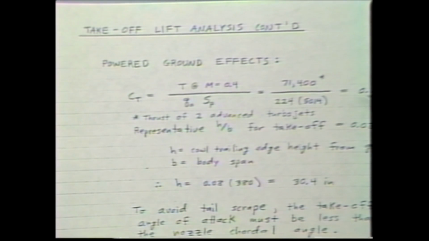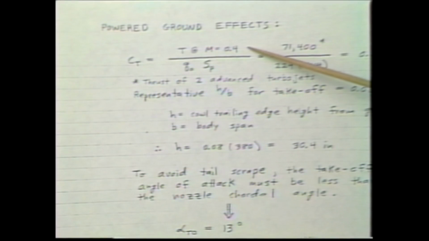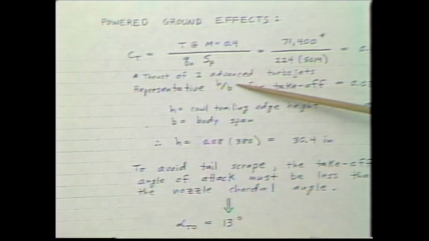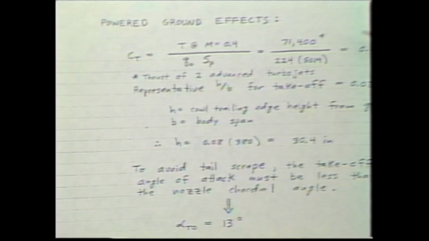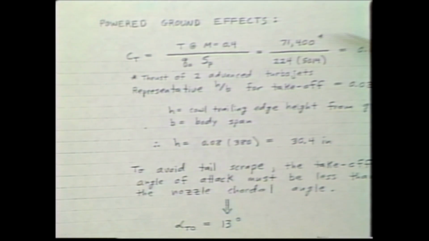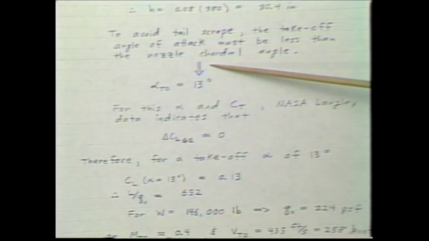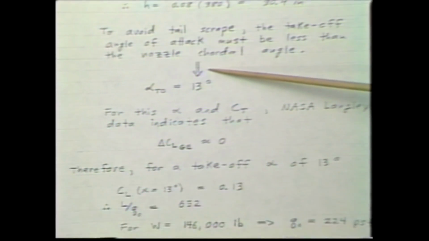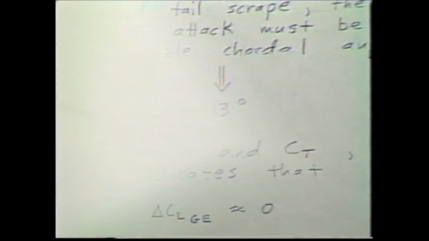Okay, I looked at powered ground effects using that test data. For our thrust coefficient, in a moment I'll talk about how many engines we have and what thrust we have at takeoff. But for 2 engines, you'll see how we get to 2 engines. We have a thrust of 71,000 pounds. For the dynamic pressure at takeoff and our planform area, our thrust coefficient is pretty low. Okay. To avoid tail scrape on the configuration, we can't exceed an angle. Here, let me just slide this in.